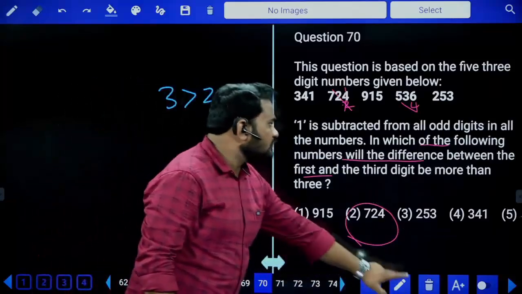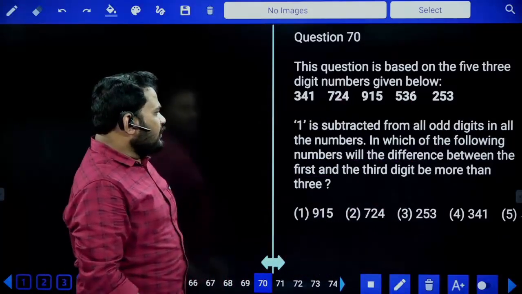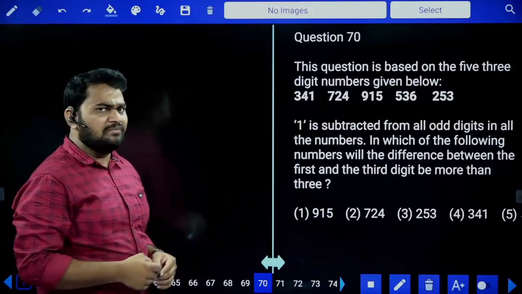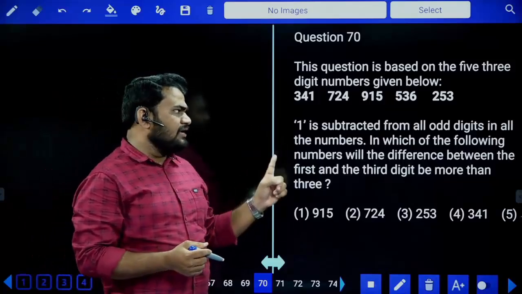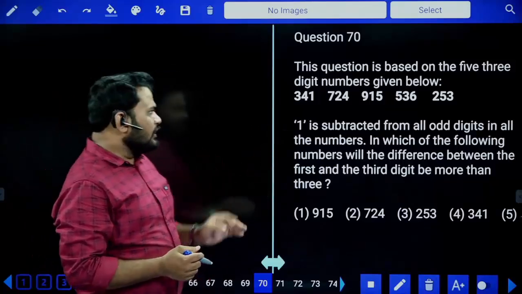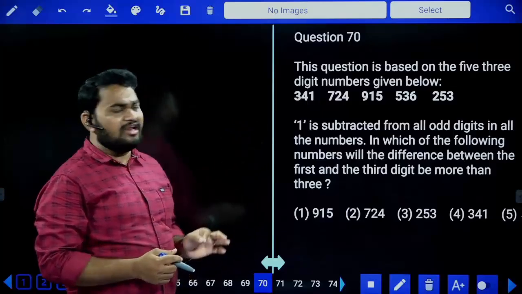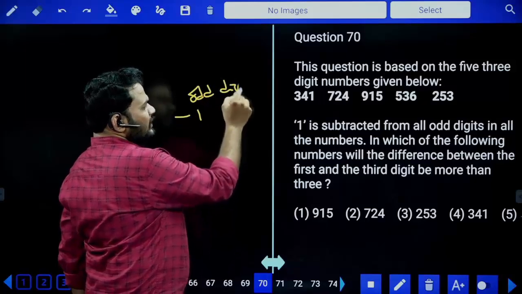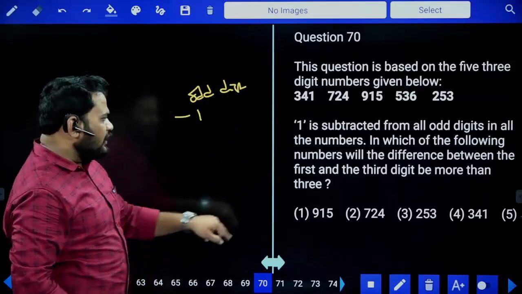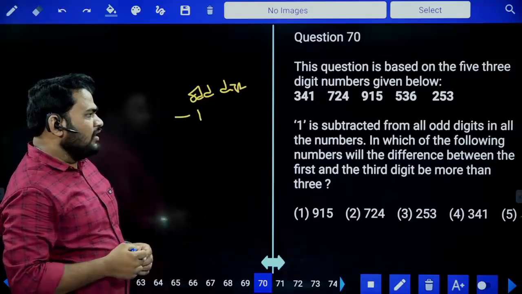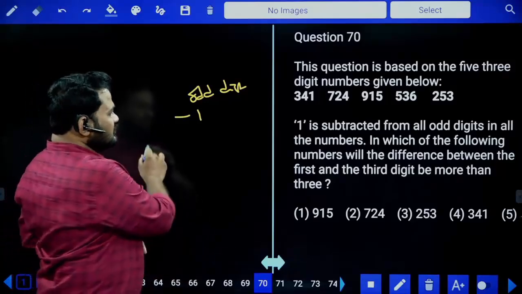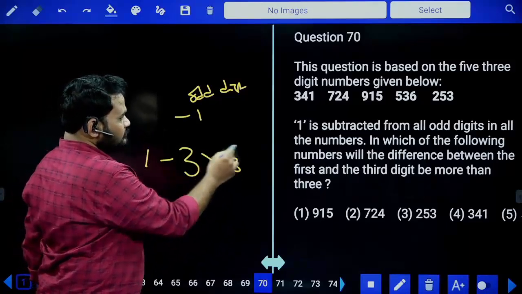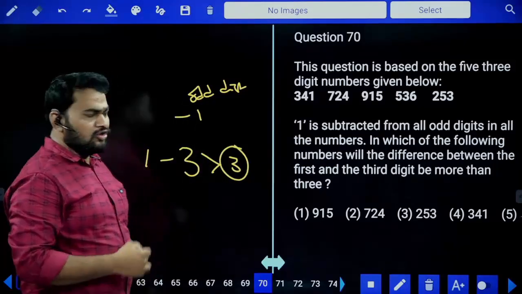Next, 70. If 1 is subtracted from all odd digits in all the numbers, nothing but whether the number is an even number or odd number, irrespective of that, if at all an odd digit is available, subtract 1 from the odd digit, then in which of the following numbers will the difference between the first and third digit be more than 3? The difference between the first and third should be more than 3.